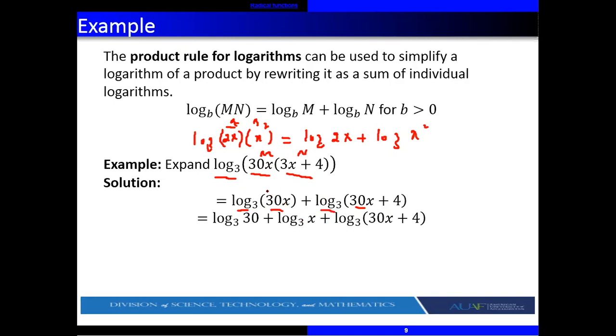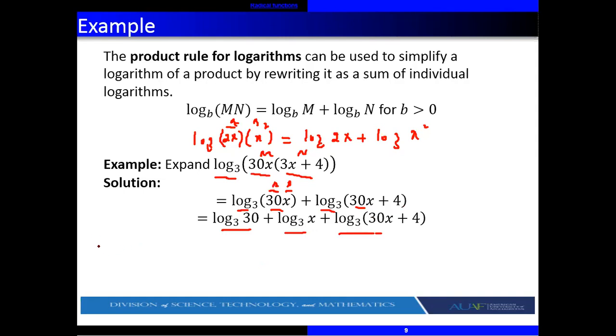Again, this one is two numbers, 30 multiplied with x. So if 30 is a and x is b, you can write separately log of 30 plus log of x. Next, we have 3x plus 4, which stays as it is. So this was rule number one. What is rule number one? You can say the product rule.